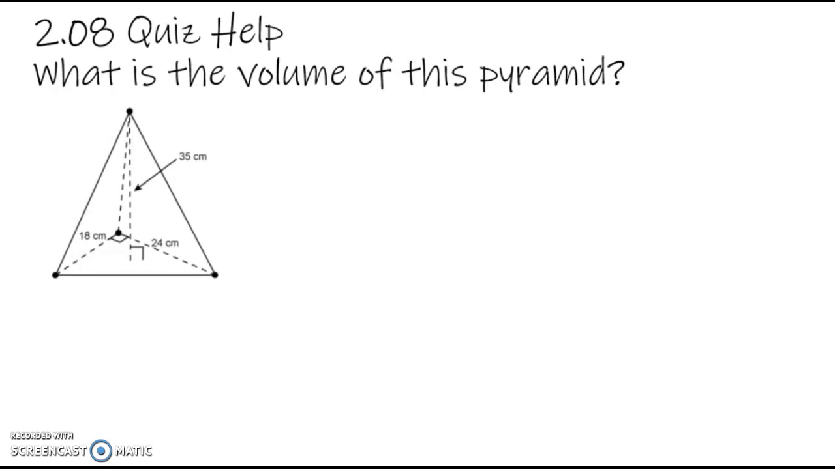So here's a little help on your 2.08 quiz. We're going to go over 3 questions that are either going to be the same one that you've seen on the quiz or very similar. This one says, what is the volume of this pyramid?